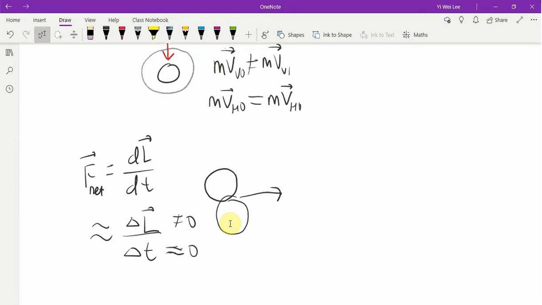So what do I mean by not directly involved in the collision motion? We will deal with that later. But first of all, let's get the concept straight. Number one, in collision, the collision force is very large.